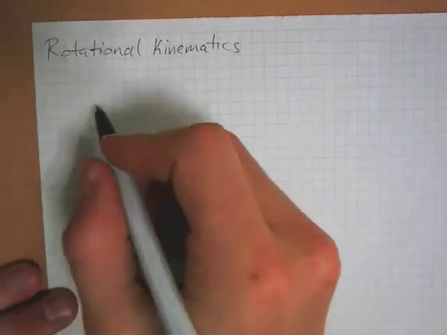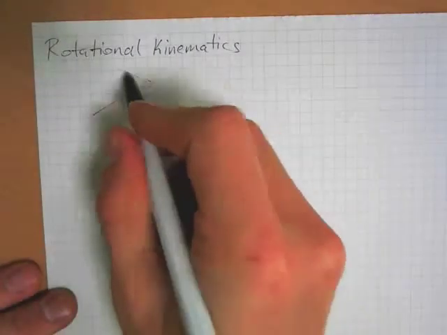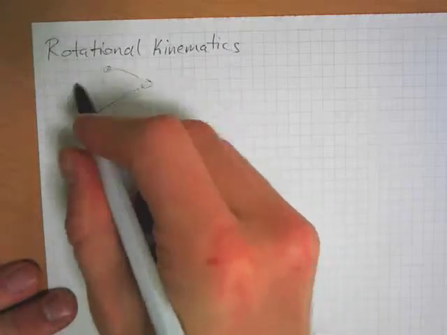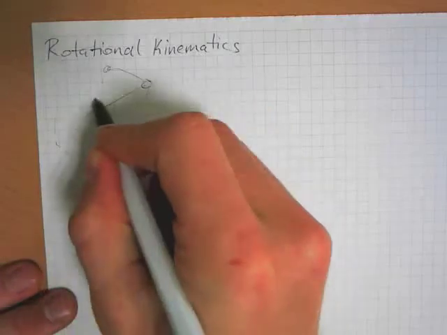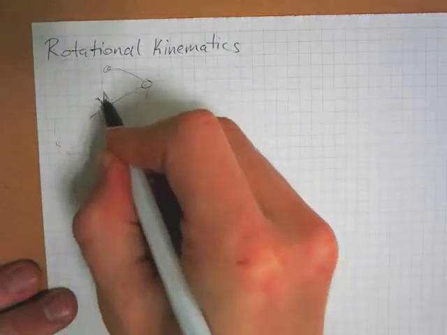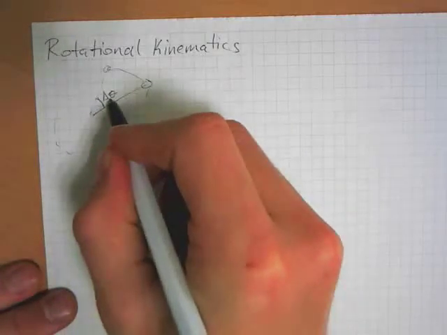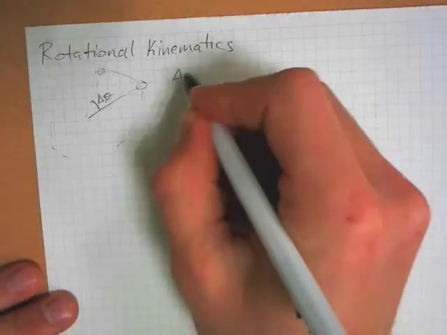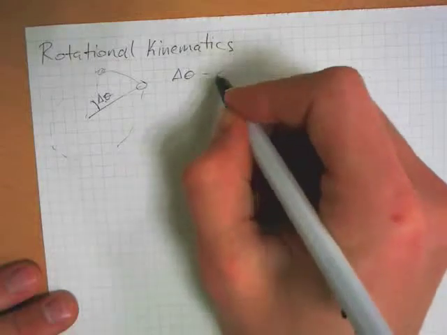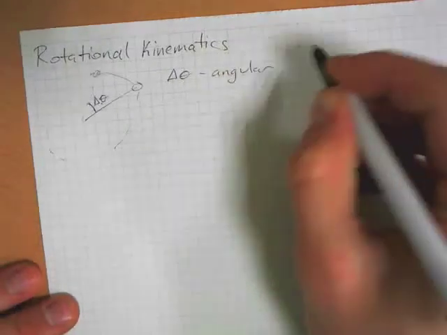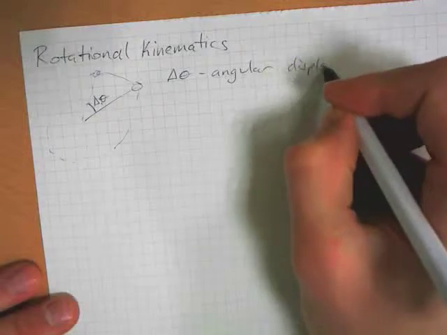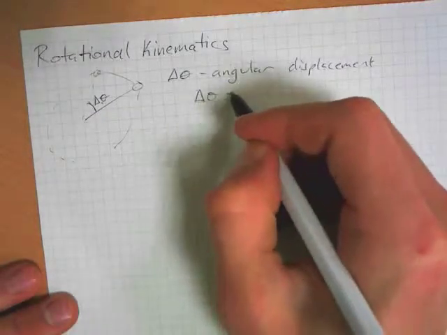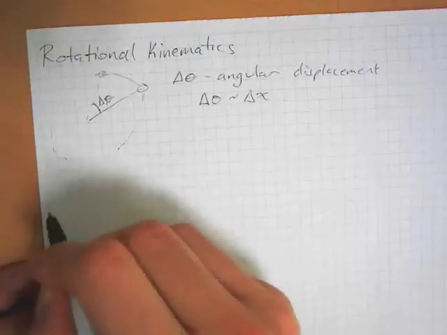So let's say we have an object moving around a circle. It goes along, travels some distance, and winds up here. Okay, this is a circular path, and this is the angle that it's covered. I'll call this a delta theta. Theta is an angular position, which makes our delta theta angular displacement, meaning that our delta theta is analogous to our delta x.